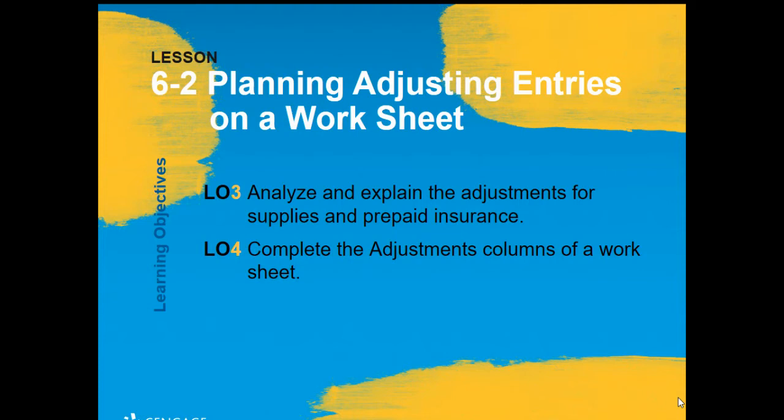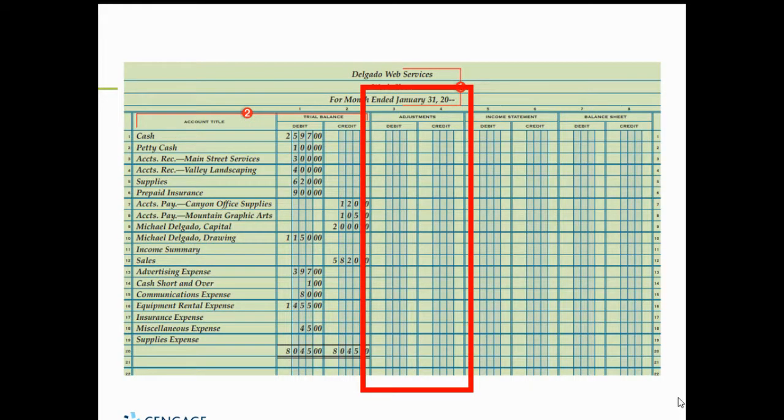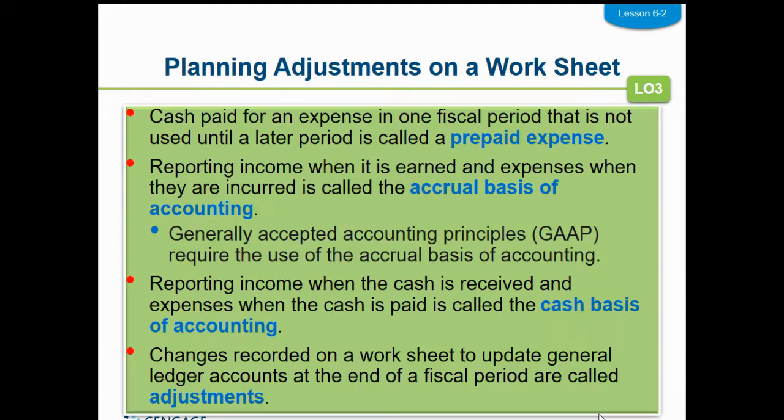Let's talk about how you plan adjusting entries on a worksheet. In lesson 6.1, I showed you what the worksheet looked like. In this lesson, we're going to be using these two columns that are outlined here in the big orange box. We did our trial balance in lesson 6.1. Now we're going to use our adjusting columns.